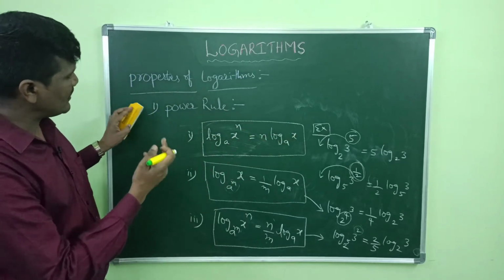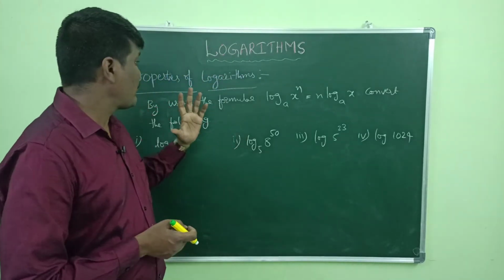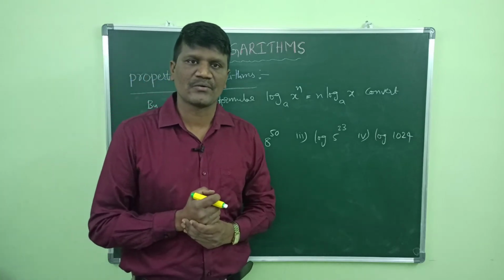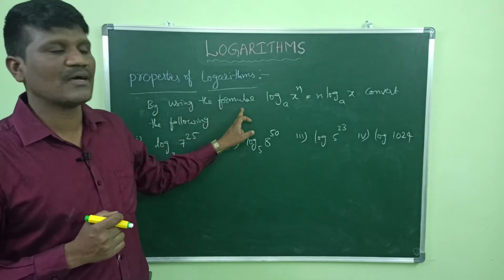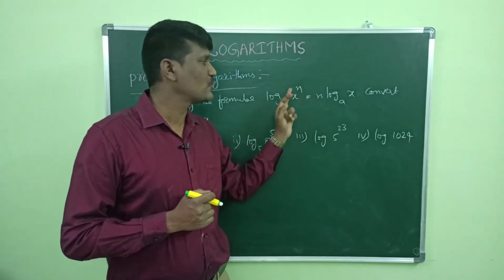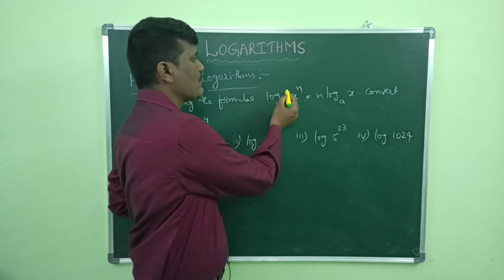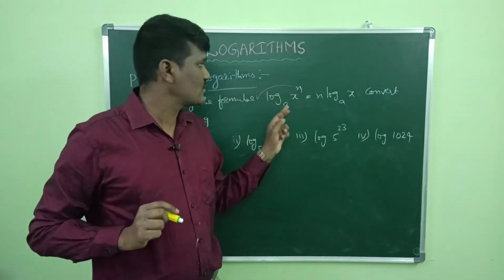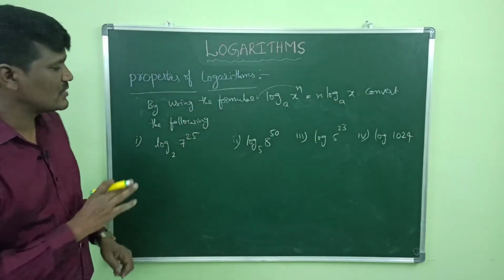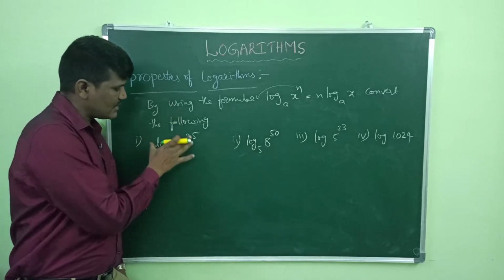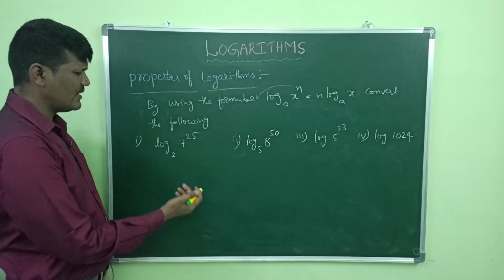Now let us see some problems based on this, the power rule. By using the formula log x to the power of n to the base a, this is the formula, right? It is equal to n into log x to the base a, the power comes at the start. The questions given are to convert these into n log x form using the power rule. Easily you can do it, right?